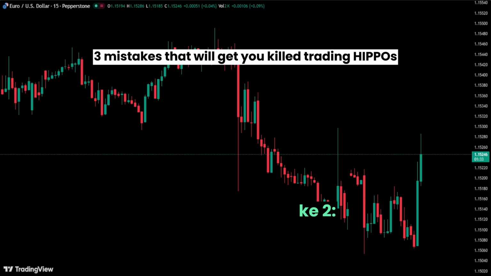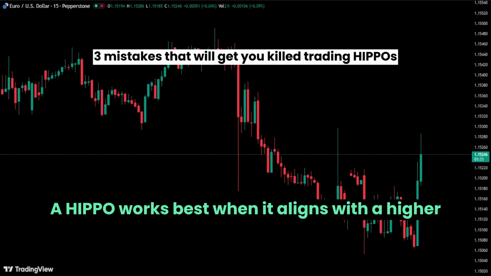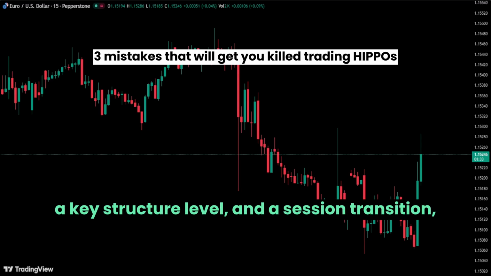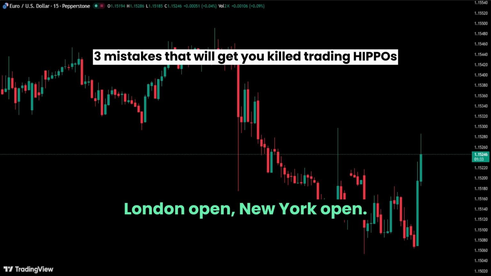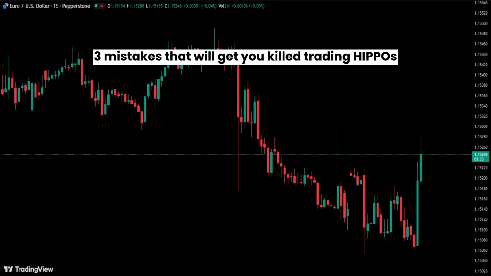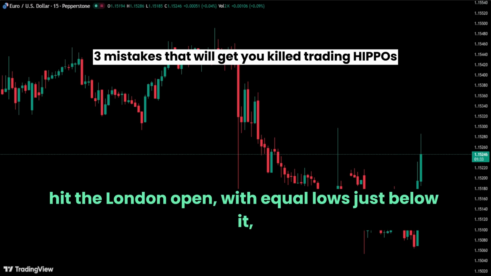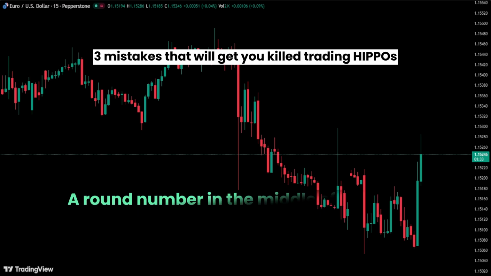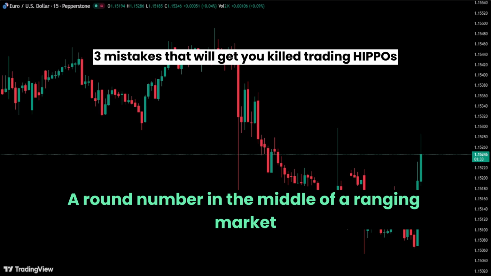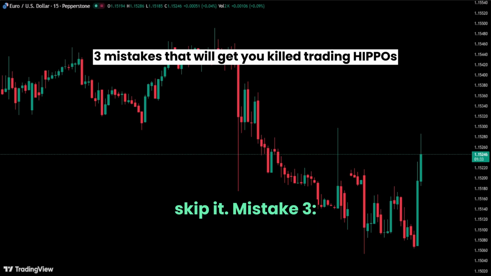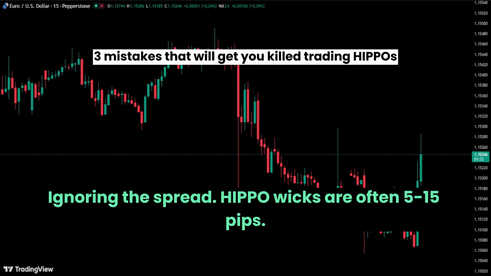Mistake 2: Using HIPPOs in isolation. A HIPPO works best when it aligns with the higher time frame trend, a key structure level, and a session transition. London Open, New York Open. A round number at the low of a downtrend hit at the London Open with equal lows just below it. That is a high probability setup. A round number in the middle of a ranging market on Tuesday afternoon with no confluence. Skip it.